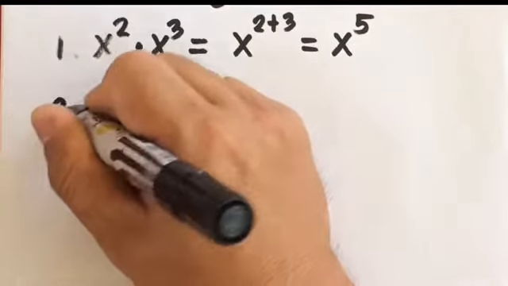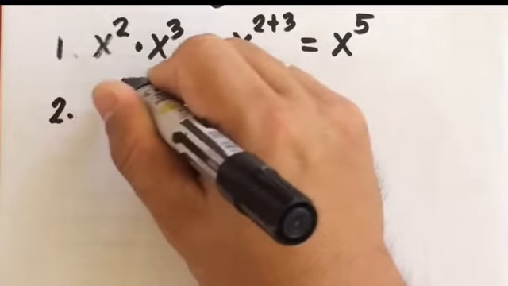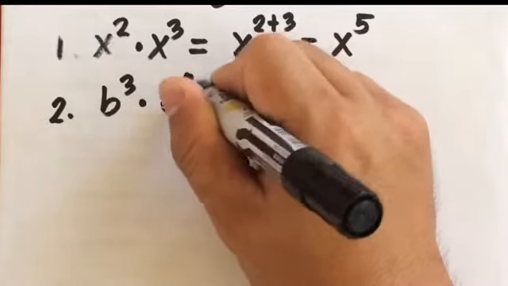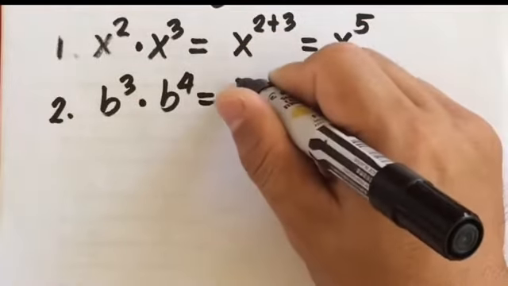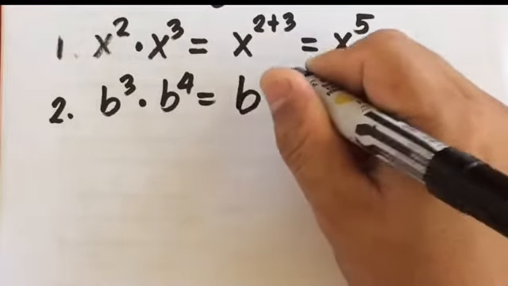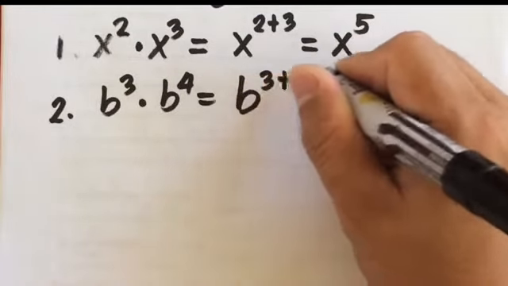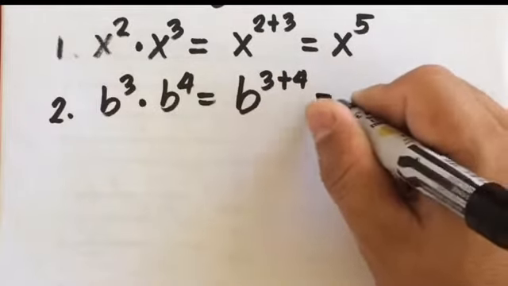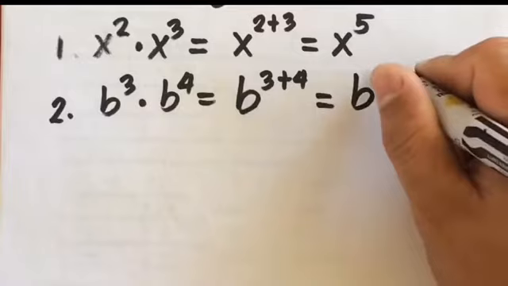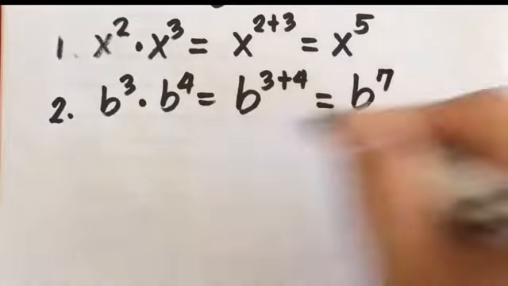Another example, let's have b cubed times b to the power of 4. So this is equal to, copy the base b, then add the exponents 3 plus 4. So 3 plus 4 is 7, so we're going to have b to the power of 7.